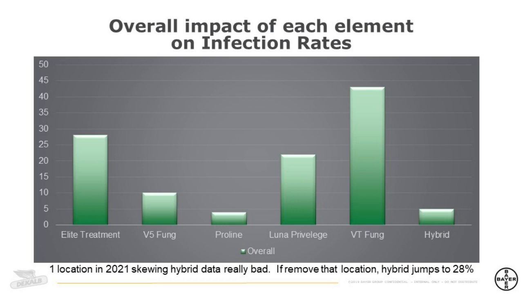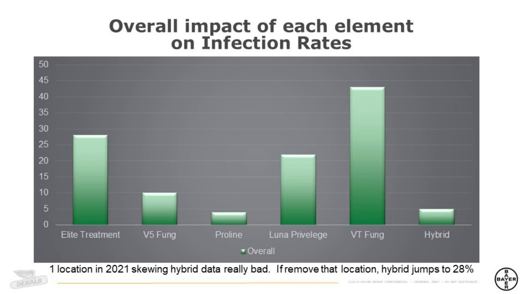So having said all of that, let's look at how each individual component, what it did in regards to the infection rate. So the elite treatment had an overall reduction of about 28%, whereas the V5 fungicide only had a reduction of about 10%. The Pro line was sub 5, the Luna Privilege was a little bit over 20, the VT fungicide had the largest at about 43%, and then hybrid only at about 5.